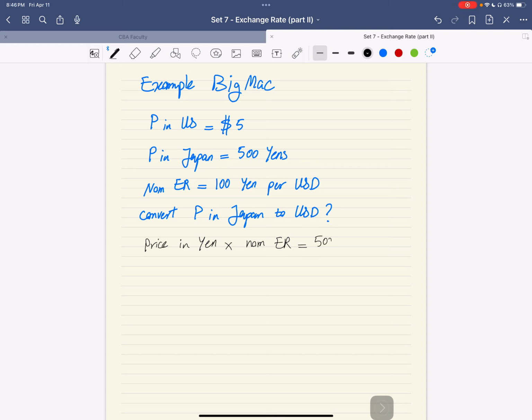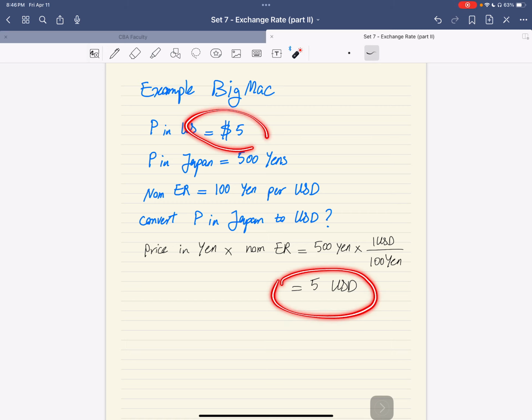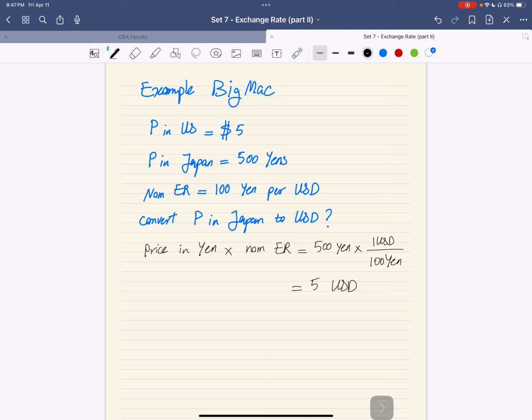It will be 500 yen times 1 USD over 100 yen. This is equal to 5 US dollars. Okay, you see what happens? This is exactly the same price as in US dollars. This is what purchasing power parity says. So PPP holds in this example.